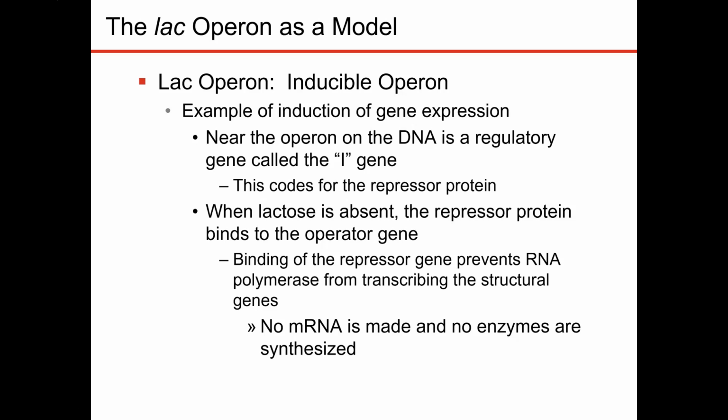And then when no lactose is available, the repressor protein will bind to the operator site. And so if the operator site is bound, it doesn't matter if the RNA polymerase binds to the promoter region, because there's no ability for that gene to be produced because the repressor is on there. So that gene is being controlled by a repressor protein. So that is negative regulation.